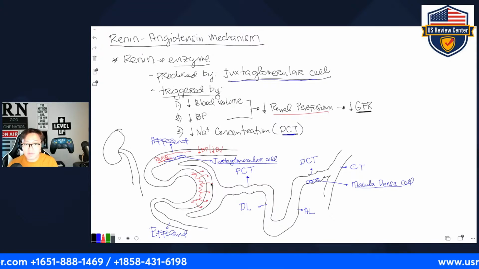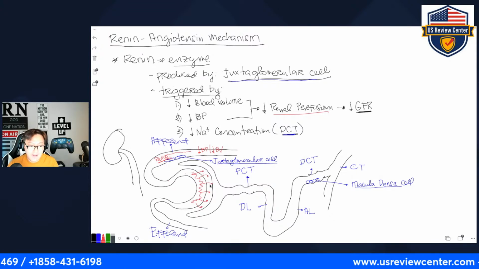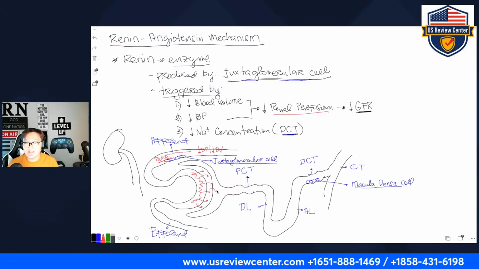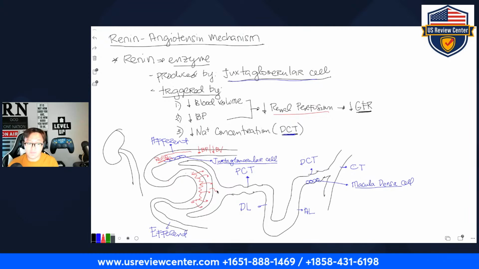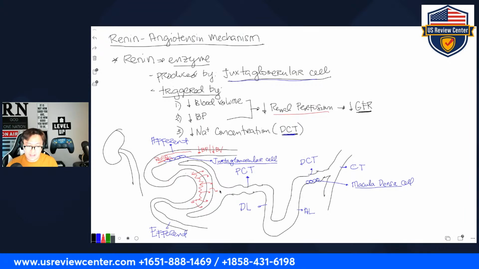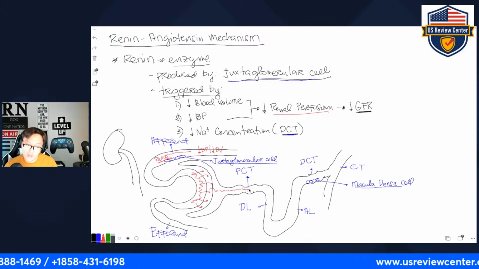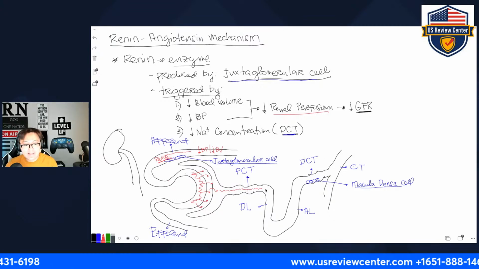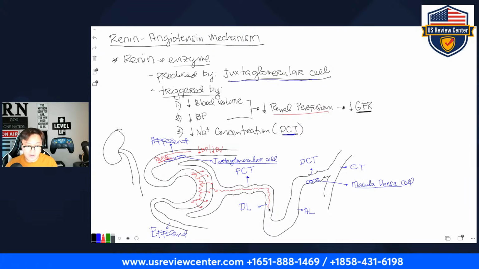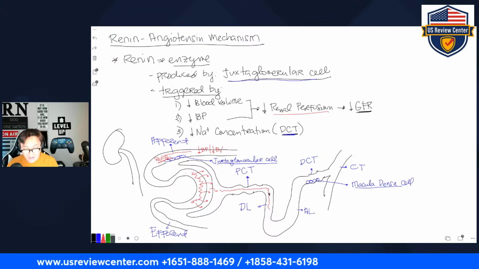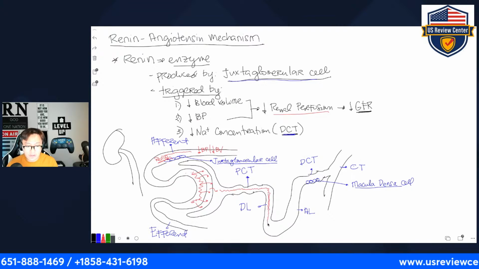Because of that, remember the byproduct of filtration is filtrate. That filtrate now enters the Bowman's capsule. Because of a decrease in the filtration rate and a decrease in perfusion, the filtrate that will pass in the tubule is slow as well. It is slow because of a decrease in the pressure, because of a decrease in the volume. As a result, that fluid, the filtrate, will pass the tubule a little bit longer than expected.